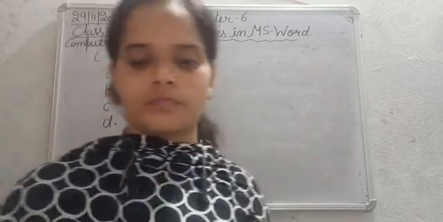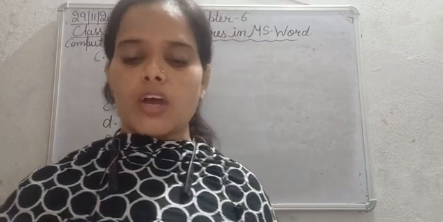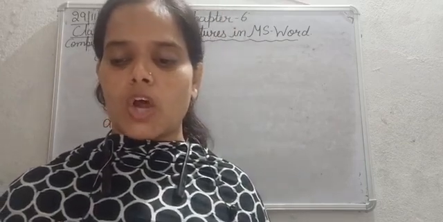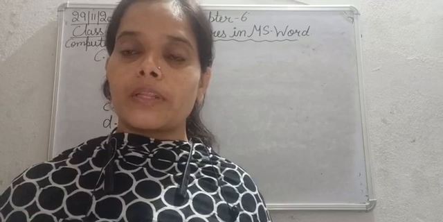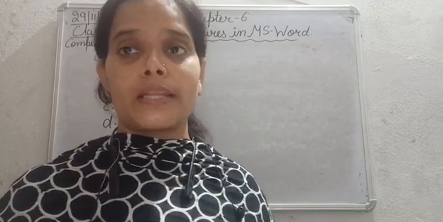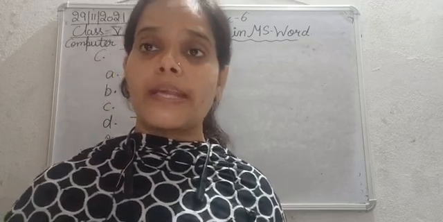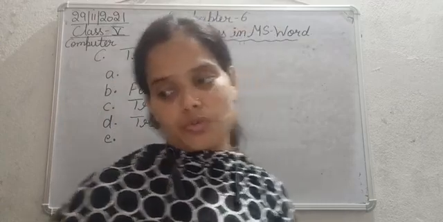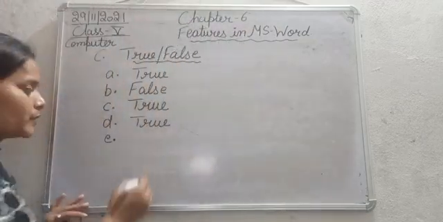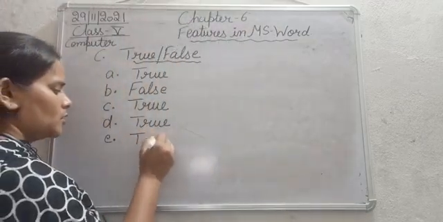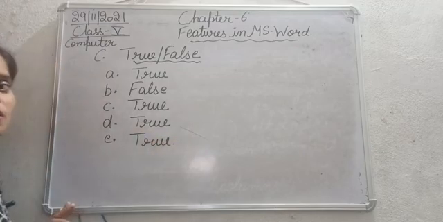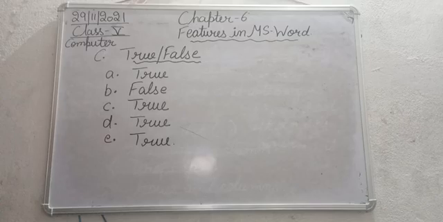Next, a grid of cells arranged in rows and columns is called a table. So when the grid is arranged in the form of rows and columns, it is called a table. This is true. So this is the answer for the true false of chapter number 6.